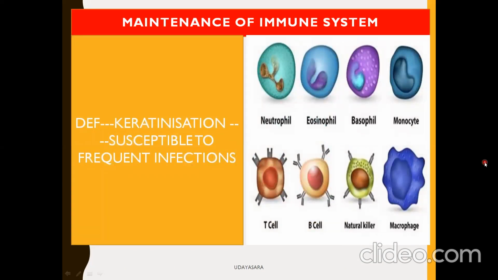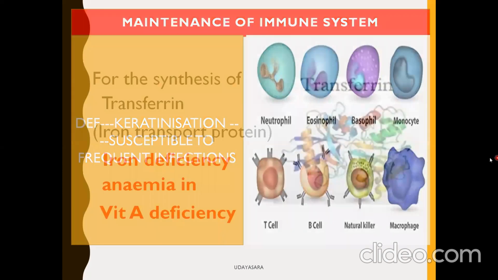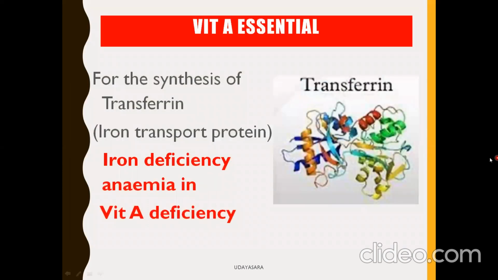In case of vitamin A deficiency, what happens? There is a keratinization of the mucous membrane, which leads to susceptibility to frequent infections. Vitamin A is also needed for the synthesis of the transferrin molecule. This transferrin is an iron transport molecule. In case of iron deficiency anemia, vitamin A deficiency results in iron deficiency anemia because of the decreased synthesis of the transferrin molecule.